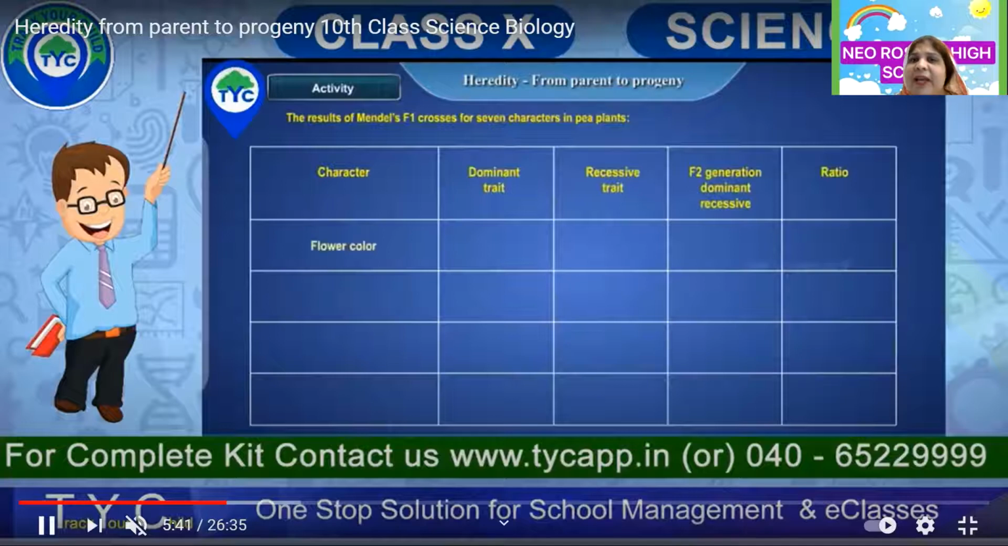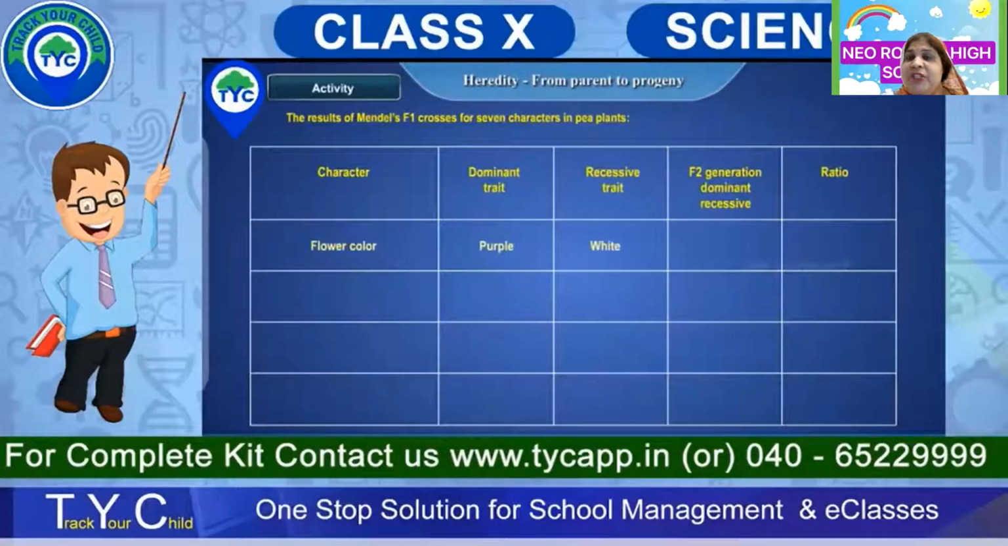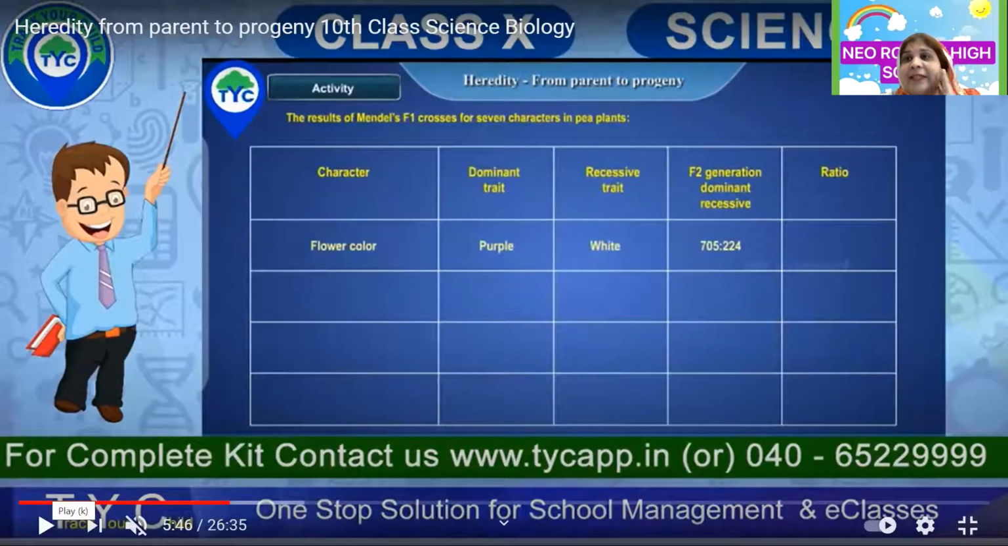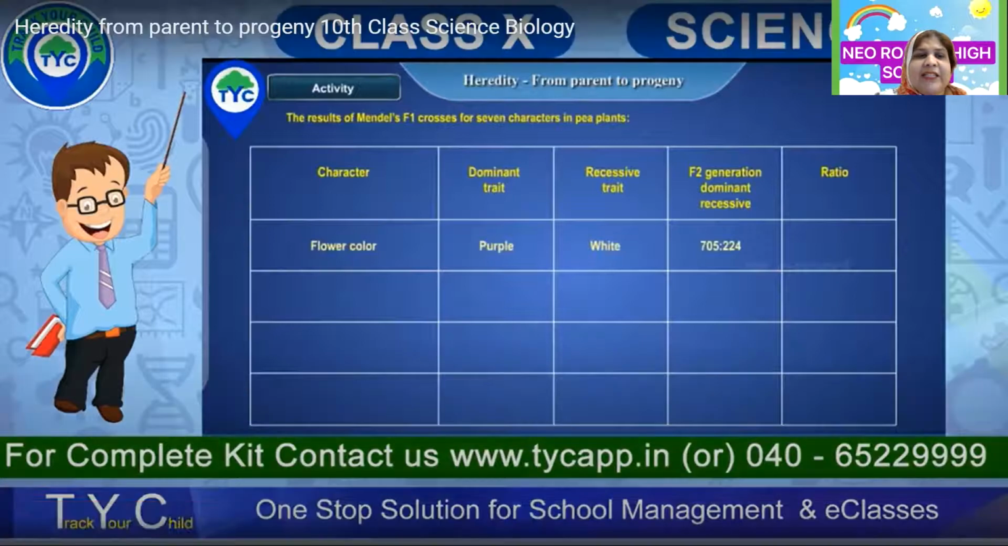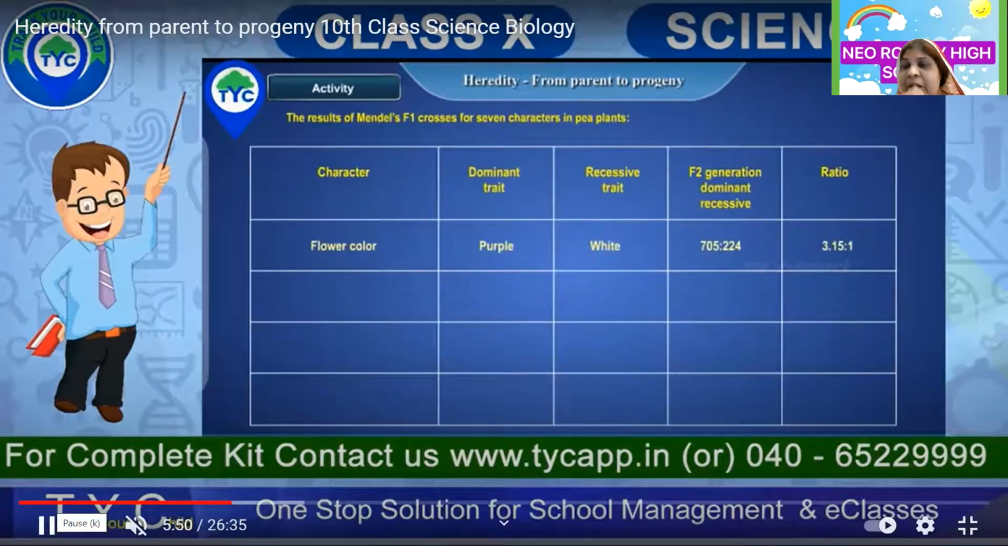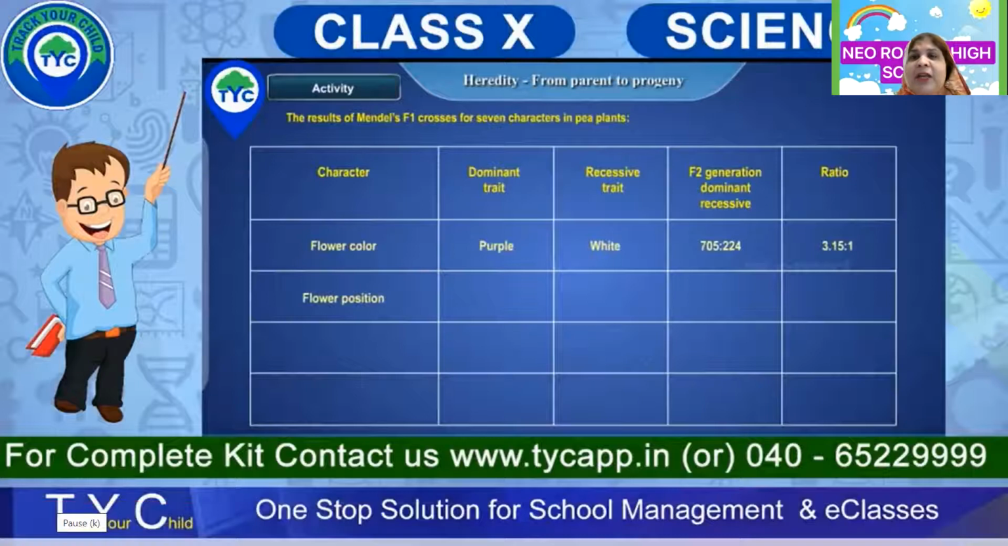What are the dominant trait, recessive trait, F2 generation, dominant, recessive, and what are the ratios? What are the probabilities? He has even shown us the probabilities. For example, if your mother is having a short nose, your father has got a long nose, then, when they crossbreed, what are the chances of the next generation having a long nose or a short nose? So that probability also Mendel has mentioned in the F2 generation, and he has clearly given the ratio. It is a 3:1 ratio in which it was found.